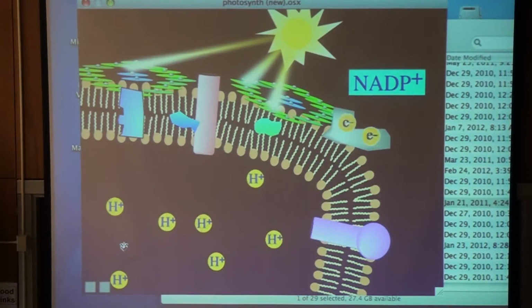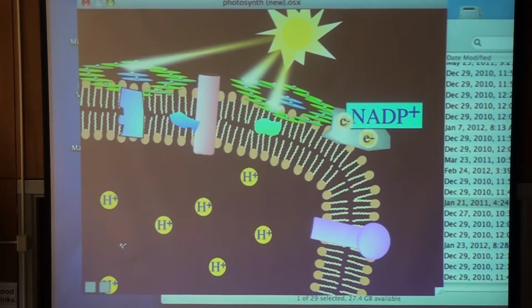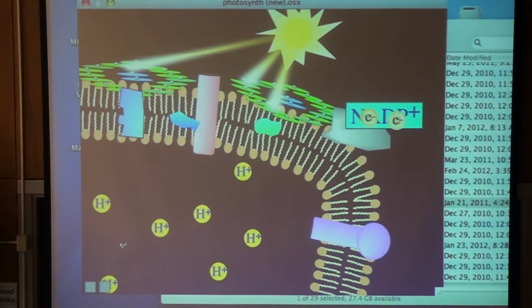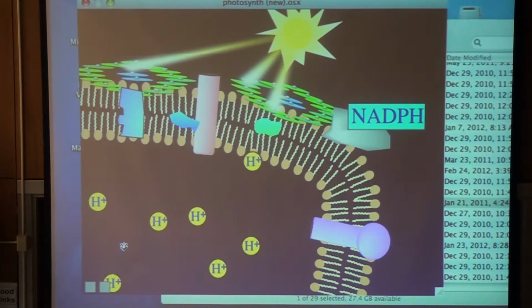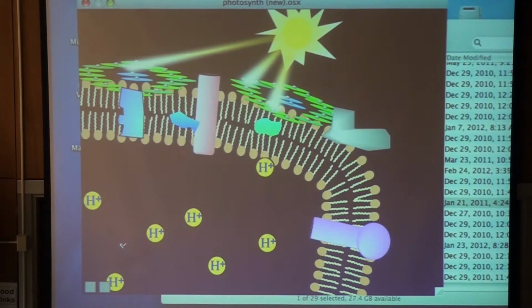All right, so let's watch it here. NADP+ docks on that protein. It picks up the two high energy electrons. It picks up a hydrogen ion floating around in the stroma. So now it becomes NADPH, like that, and it's released to drift over to the Calvin cycle.